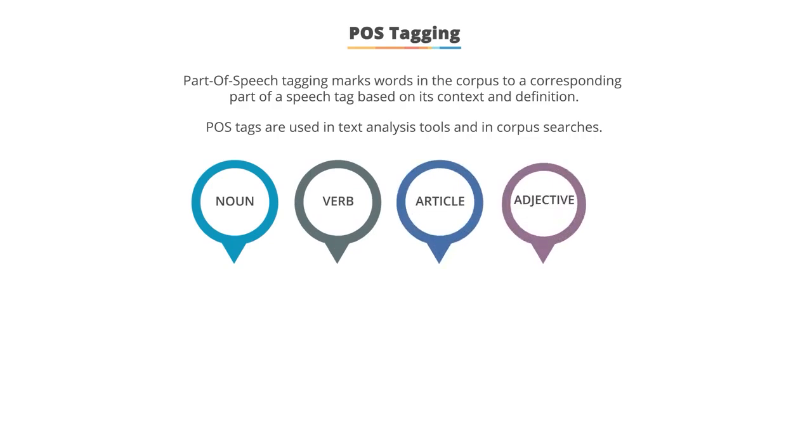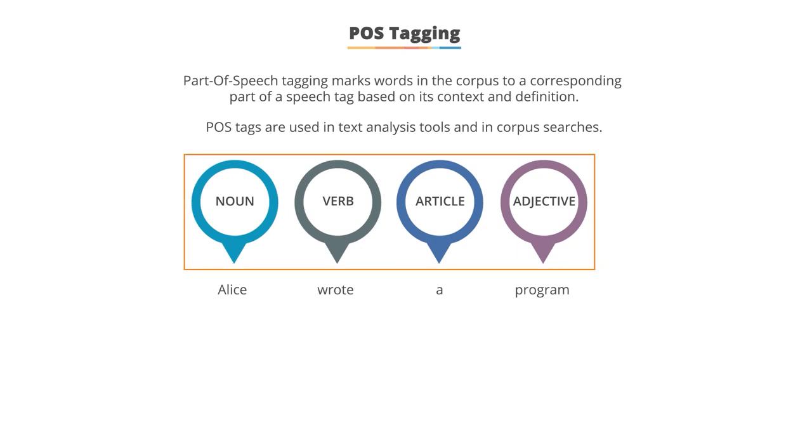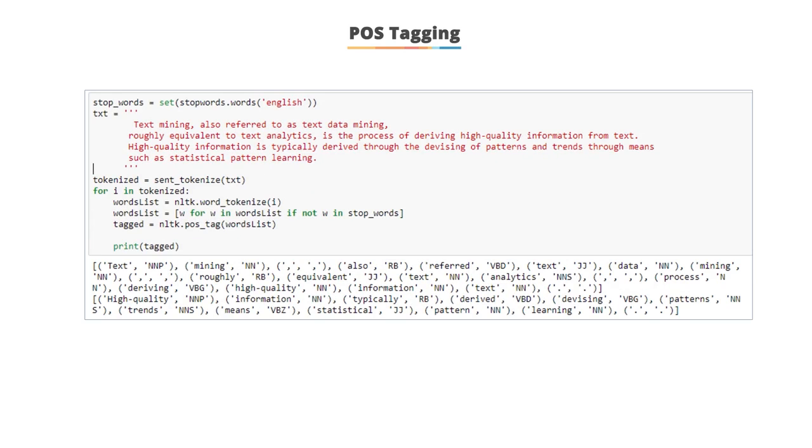So look at the given example. Here, Alice wrote a program is the source text given. The POS tags given are: Alice is a noun, wrote is a verb, a is an article, and program is an adjective. Look at the given example to understand how POS tags are defined.